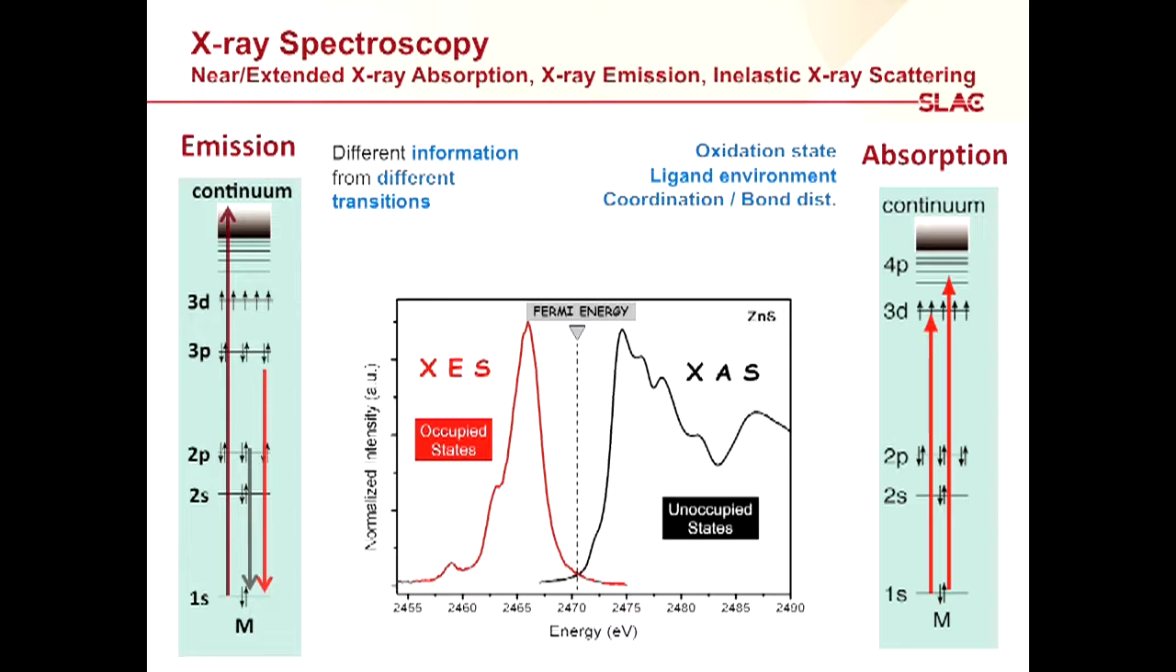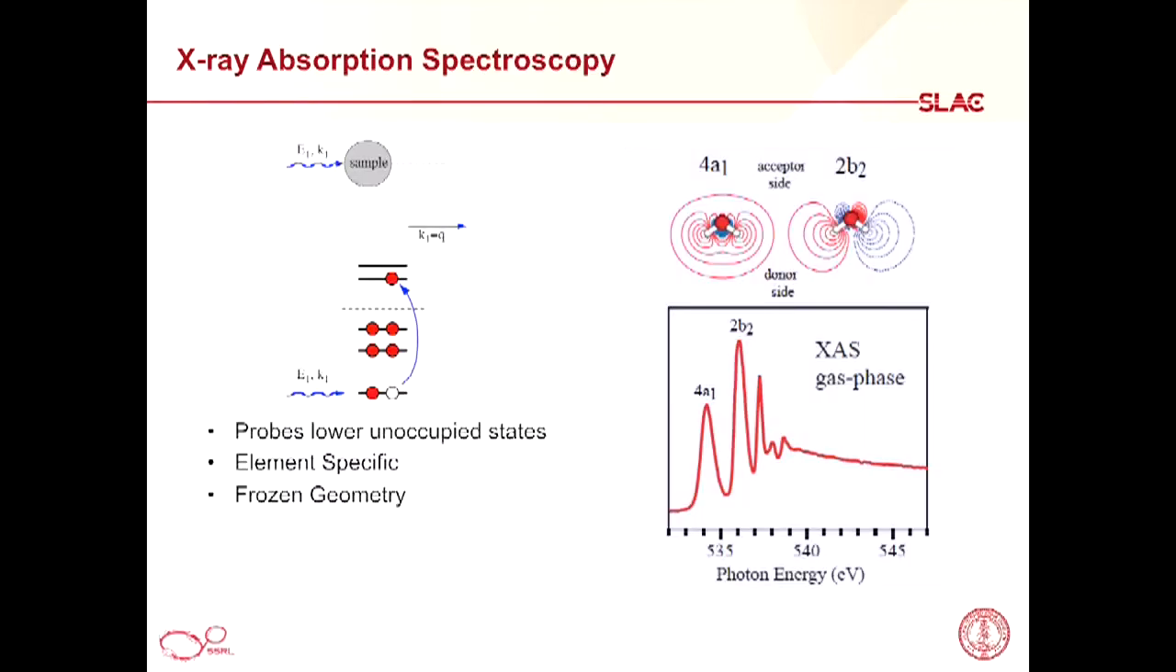And through these main processes that I just described, we take all the sensitivity for the different kinds of spectroscopies we're going to follow. And I will give some examples here. For example, when we talk about X-ray absorption spectroscopy, that means we are taking an electron from a core shell and we are taking it to some unoccupied state. So we probe practically the lower unoccupied states.